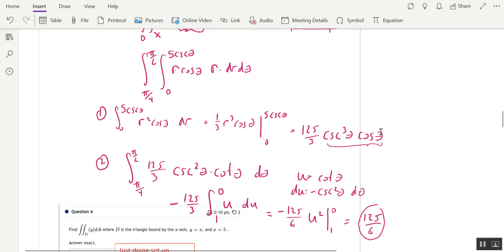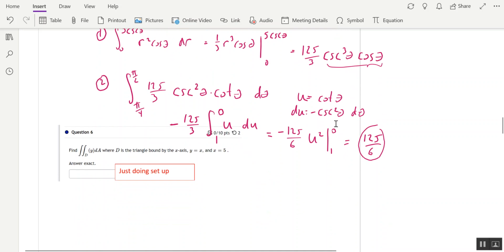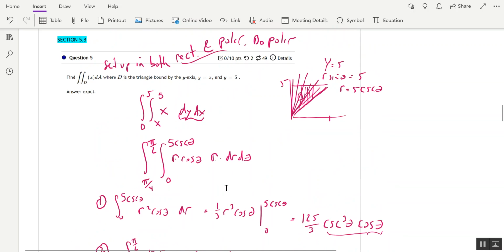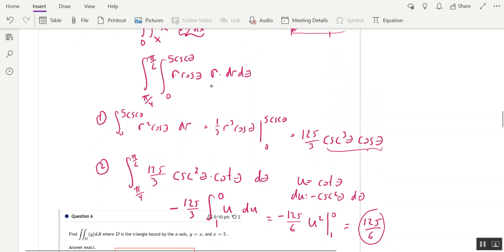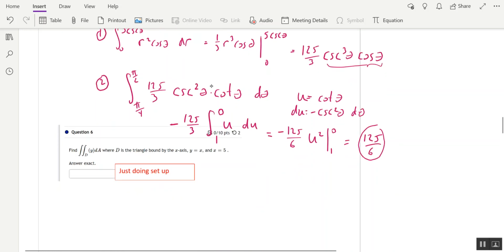Okay, the other ones we're just going to do setting up integral of y dA. And so now look at this. We have another triangle. It's almost the same as question 5, x dA, and D was this triangle. Now we go y dA, but it's a different triangle. Y equals x, the x-axis, and x equals 5. So this is the line.